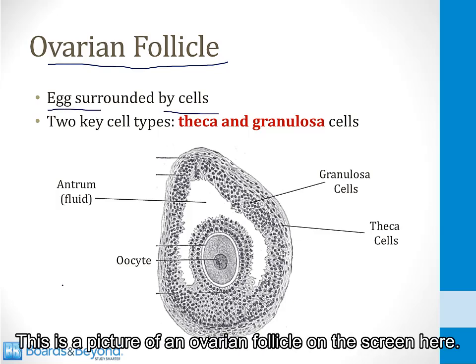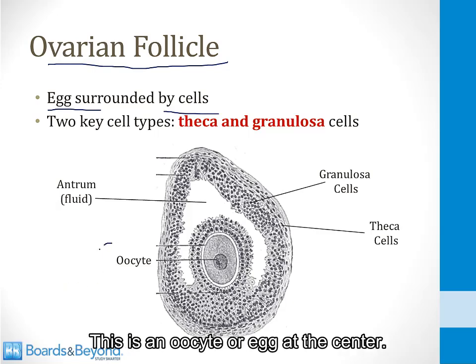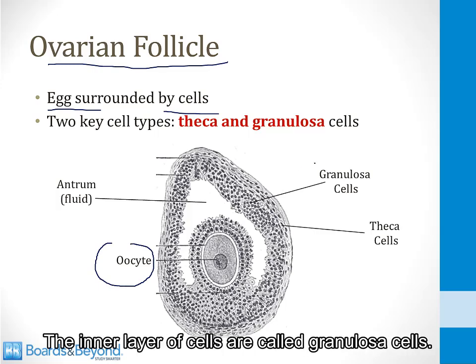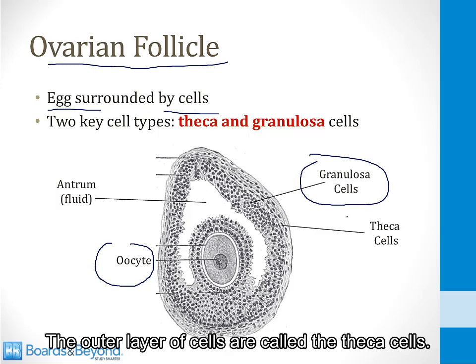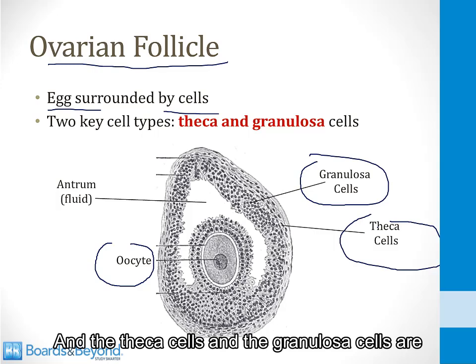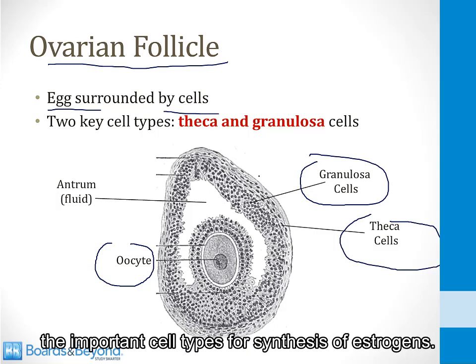This is a picture of an ovarian follicle on the screen here. This is an oocyte or egg at the center. It's surrounded by 2 layers of cells. The inner layer of cells are called granulosa cells. The outer layer of cells are called the theca cells. And the theca cells and the granulosa cells are the important cell types for synthesis of estrogens.